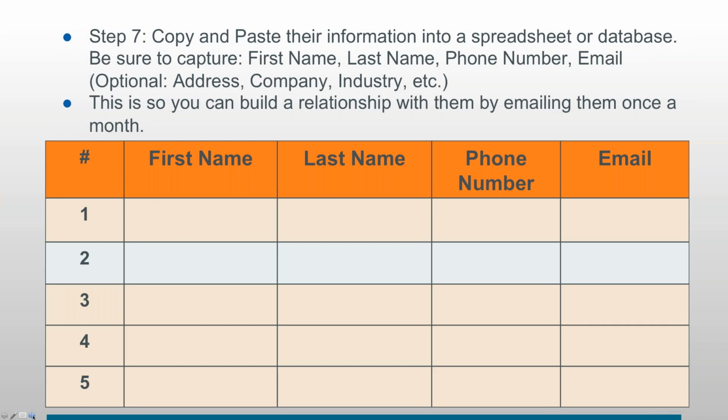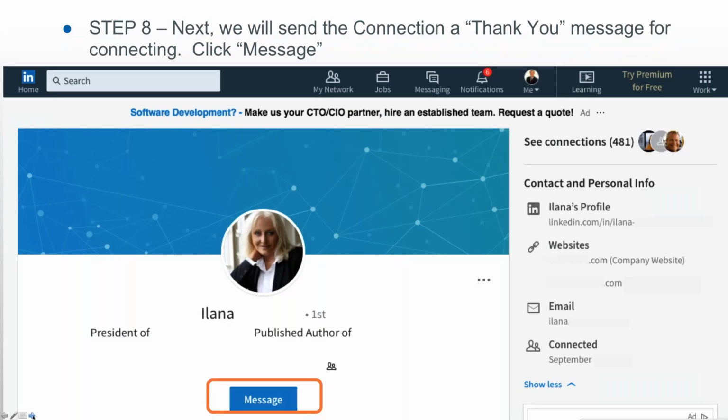I do it in Excel. You want to be sure you capture the first name, last name, phone number, and email address. Optional are their address, company name, and the industry they're in. This is so that you can build a relationship with them by emailing them at least once a month.